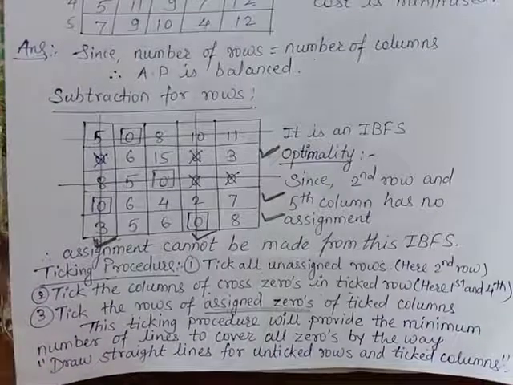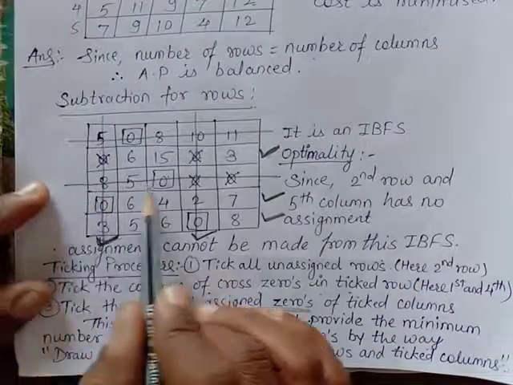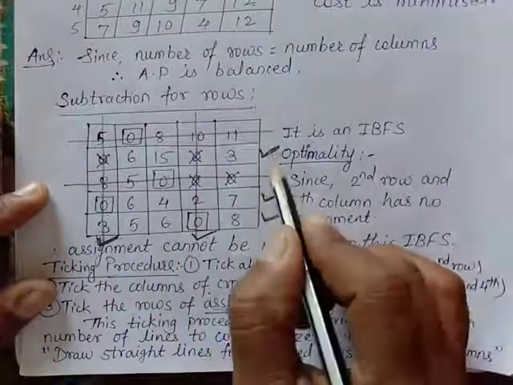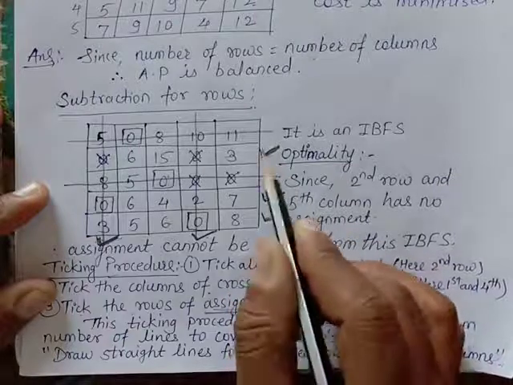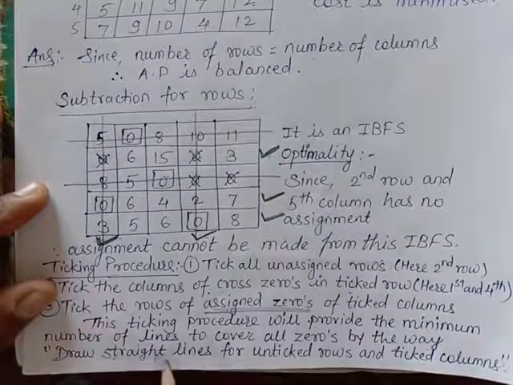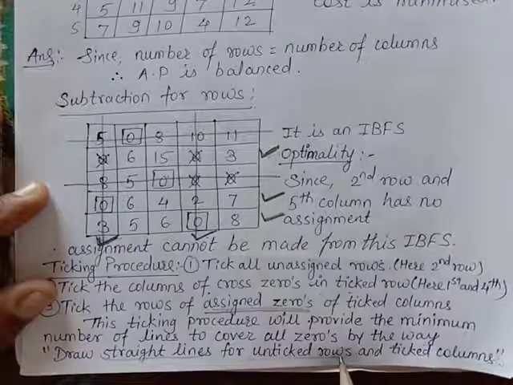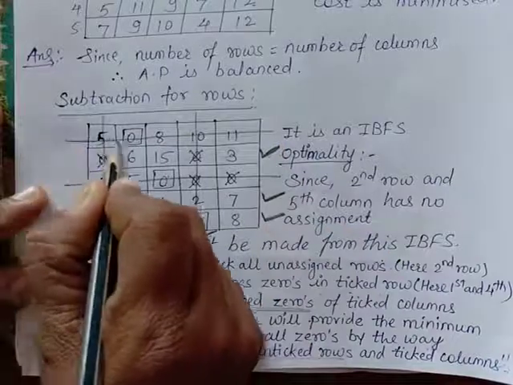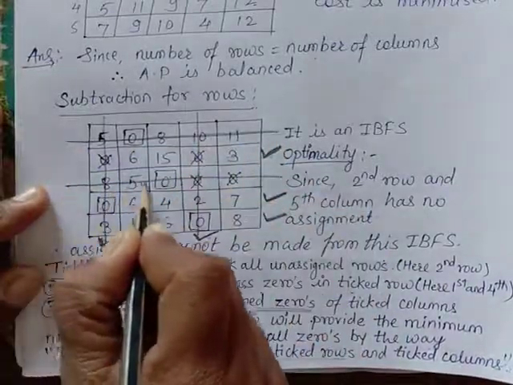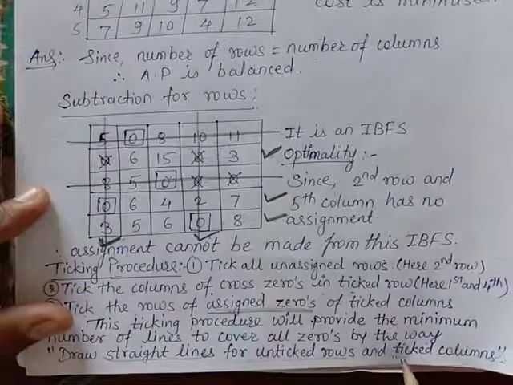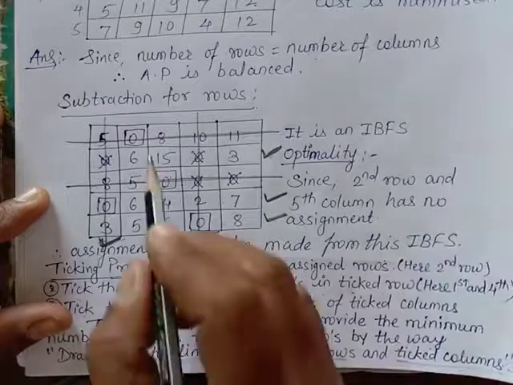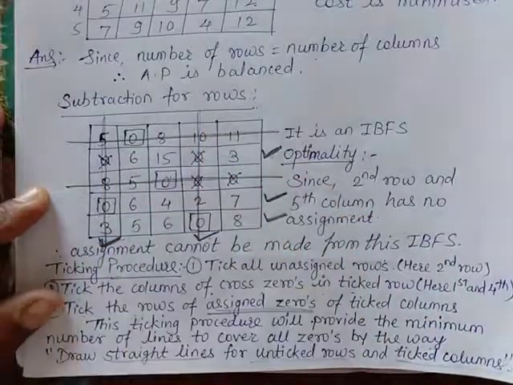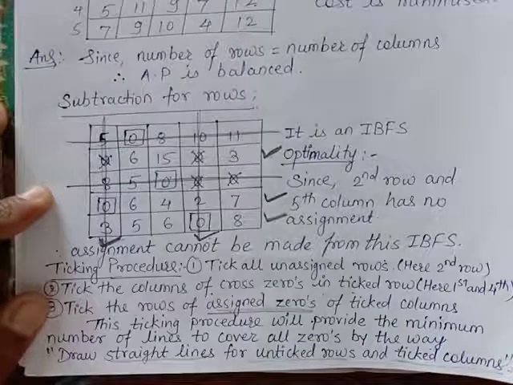We have to draw the straight lines for unticked rows and ticked columns. So if you observe here carefully, as I have observed these lines previously, I have drawn these lines. Now the second, fourth and fifth rows are ticked, but we have to draw the straight lines for unticked rows. Unticked rows are the first and third ones. So I am drawing a line for the first and third rows. And the ticked columns are the first column and fourth column. That gives us the minimum number of lines which cover all zeros.